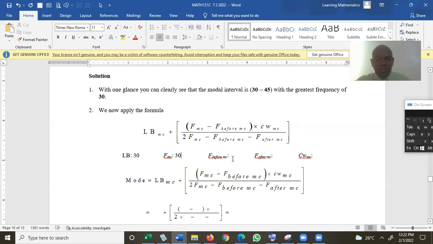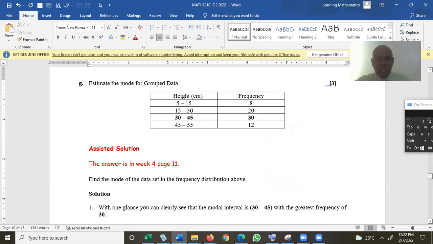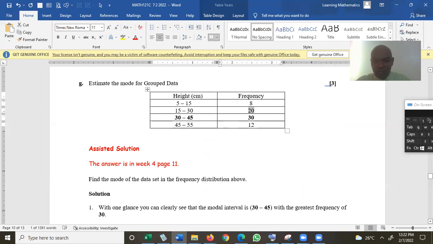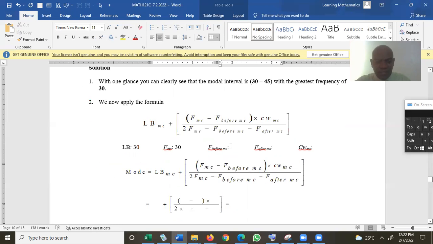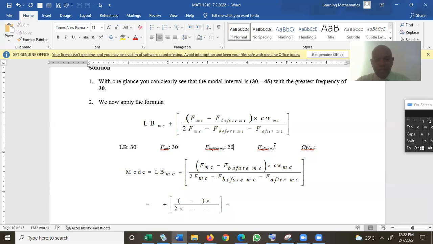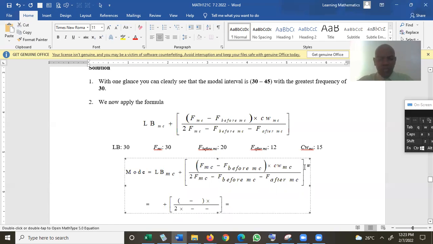We need the frequency before the modal class. Let's go back to the table. Before the modal class is 20. After the modal class is 12. And the group width of the modal class, we calculated already to be 15, which is 45 minus 30. So now we can substitute into this formula.